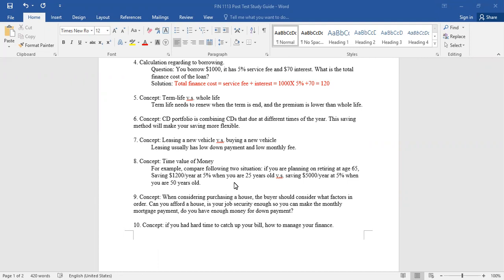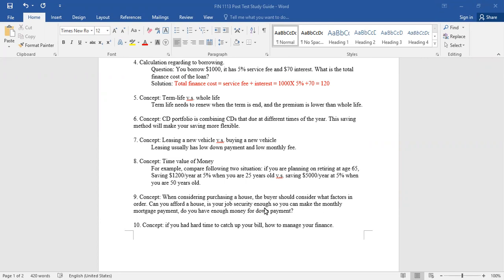When we talk about time value of money, we talk about how to calculate the future value and present value. But basically all of this is just telling you, if you give it a longer time, that money will grow. Time value of money, which is interest, okay?